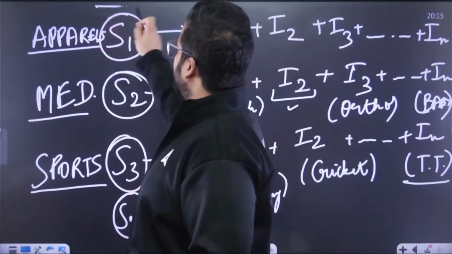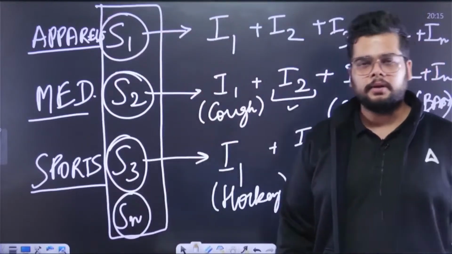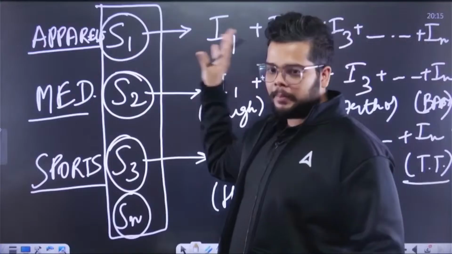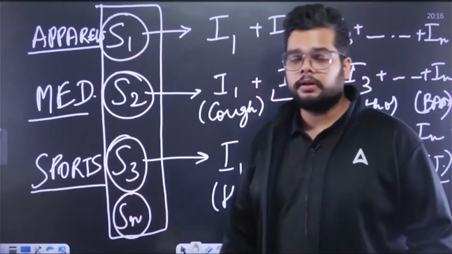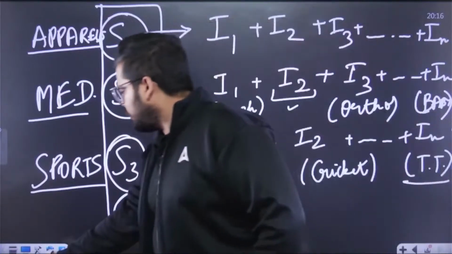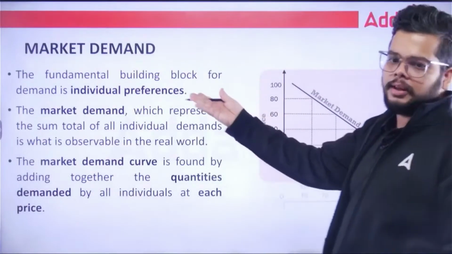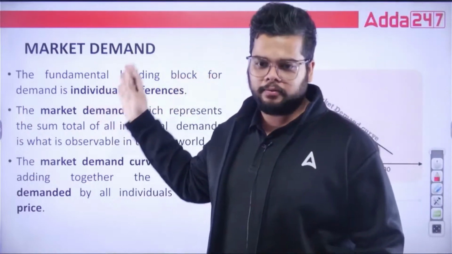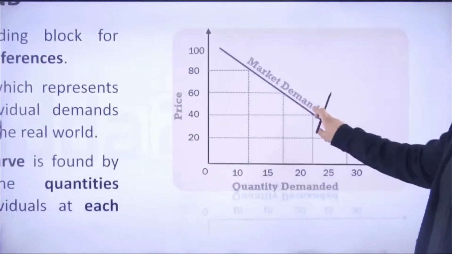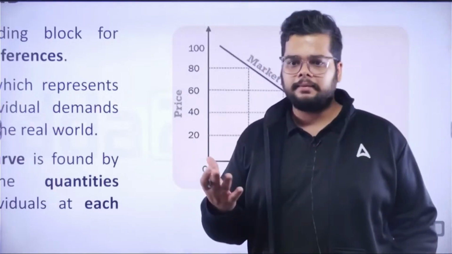If I combine all these shops, what will I have? I will have one market. Okay. So these individual demands, if I club them using the shops, you will have the demand of that particular market, and directly it corresponds to the market demand. Okay. So the fundamental building block for the demand is individual preference, whatever the individuals have preferred. And as we have seen in the initial discussion, the market demand is related to the price, fine.